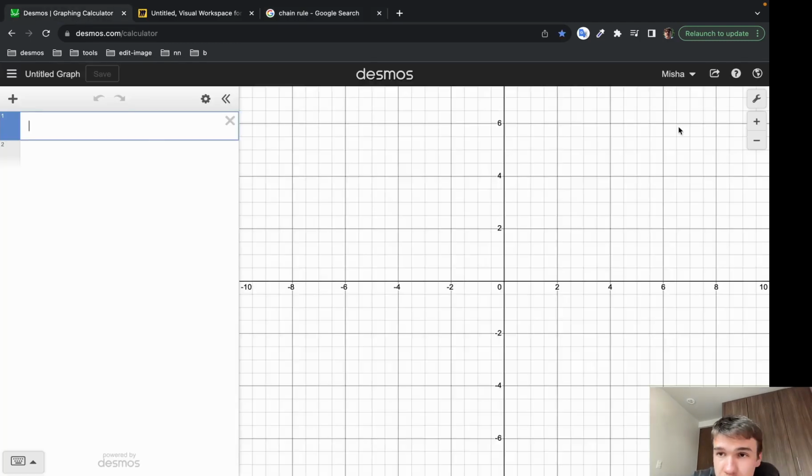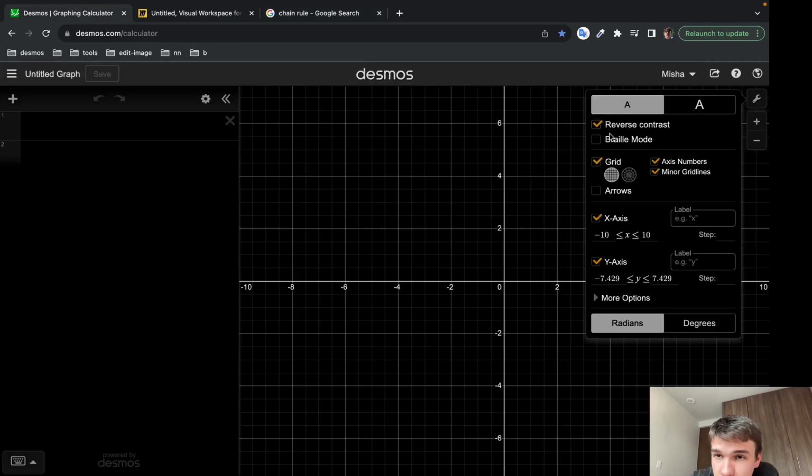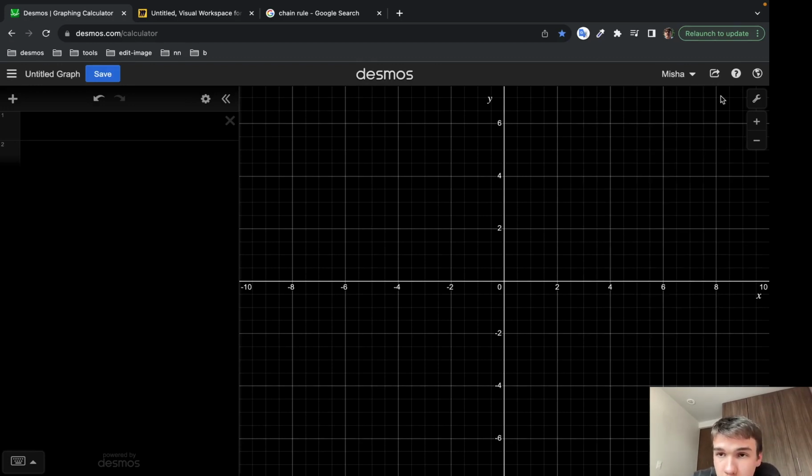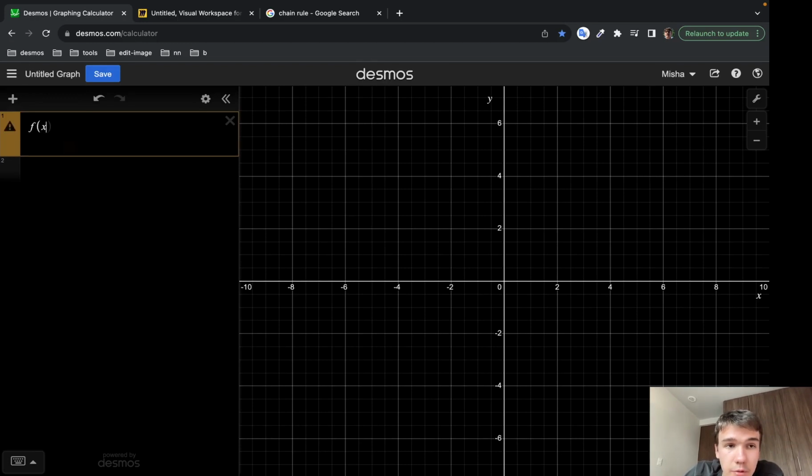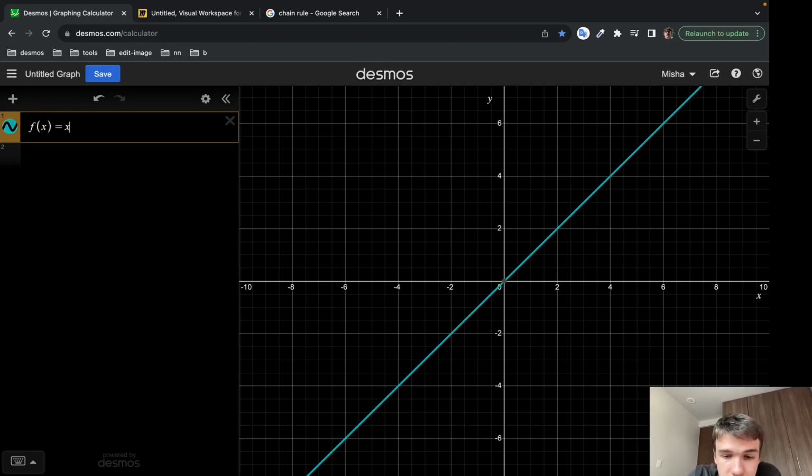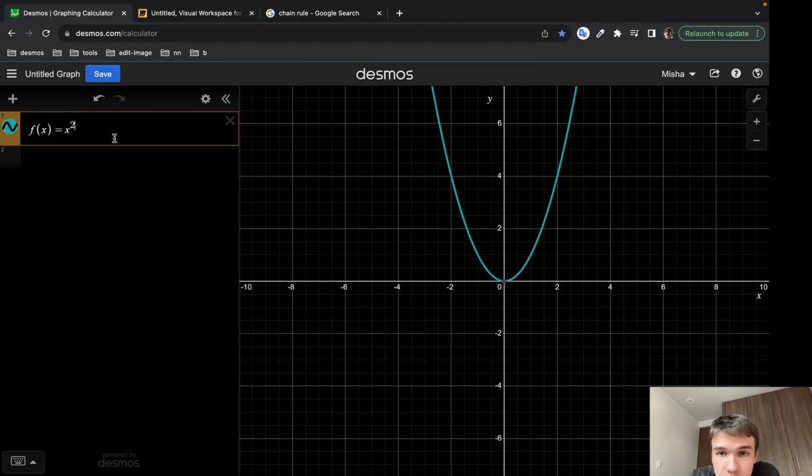So I'm going to use Desmos. First we're going to change the color. I'm going to make it a black theme. Then the label for x is going to be x and for y accordingly. Let's close it and let's create the first two functions. So we're going to make a function which is going to be a parabolic function. So it's going to be x to the power of 2.